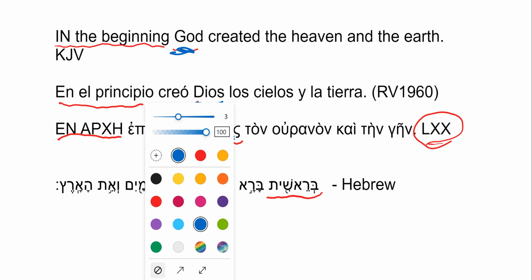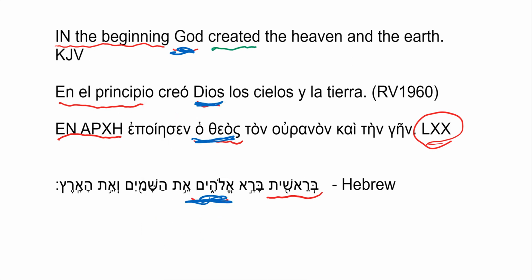Then we go to created. For created, let's go green, okay? Created. Creó. In Spanish, it means he created. In Spanish, you have to change the spellings at the end. Same thing in Greek. You have to change the spellings and the letters you use. Same thing in Hebrew as well. Bara means he created. Epoiesin means he made or he created or he did. And creó, he created in Spanish.